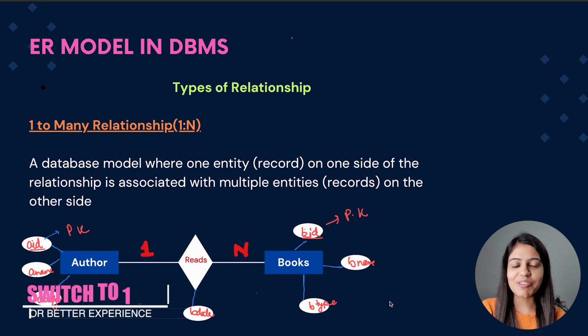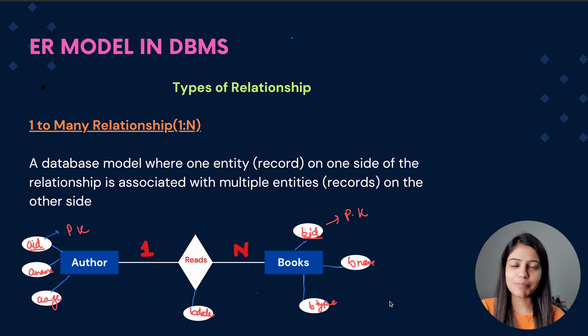So in the last lecture we got to know more about one-to-one relationships in the ER model. Today we would be knowing about one-to-many relationships. What is this one-to-many relationship, and why are we eventually learning about all these?